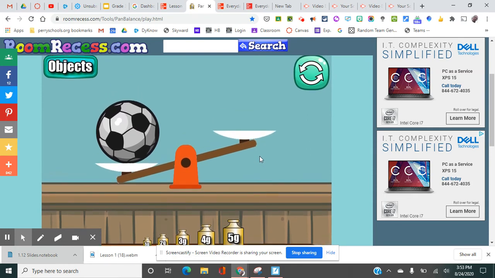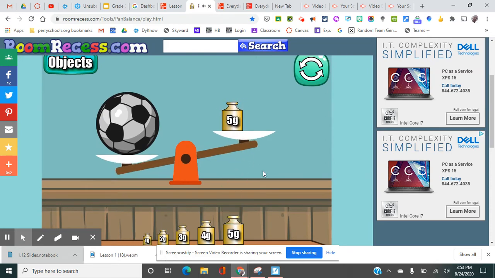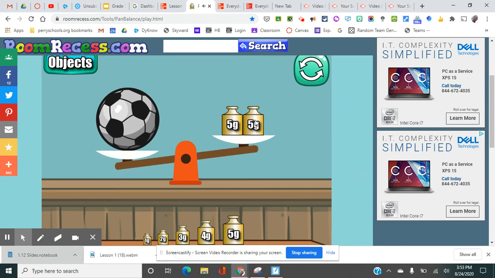Now, part of what we're doing today is estimating, right? So I know that a soccer ball is heavier than a donut. So I'm going to start by putting 5 grams on here, and I don't think it's going to be enough. Do you think I should put another 5 grams on here? Let's try it. Let's see if it's too much. Still not enough. Move these over a little bit because we're going to have to put some more weight.